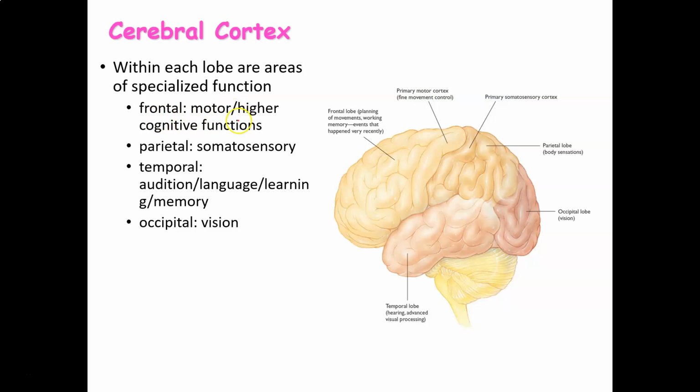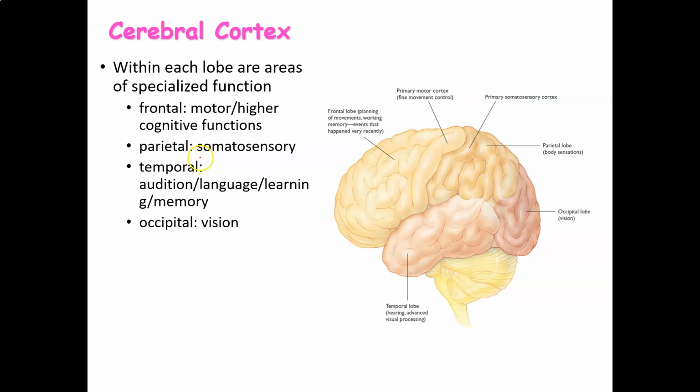The frontal lobe handles motor functions, so it's handling all voluntary movement. Anytime you want to do something, particularly with your legs or your hands, it's likely that it involves the frontal lobe. There are also structures in the frontal lobe that handle higher cognitive functions, and we'll talk about those in a second.